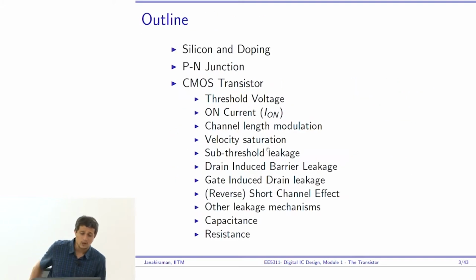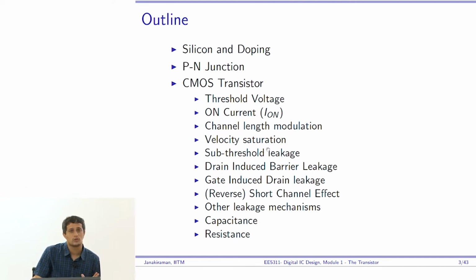So the outline: I am going to just briefly tell you about silicon and doping and the PN junction only with respect to what we need for the CMOS transistor. I am not going to go into deriving the current equation for a PN junction and all that. That's for a different course.